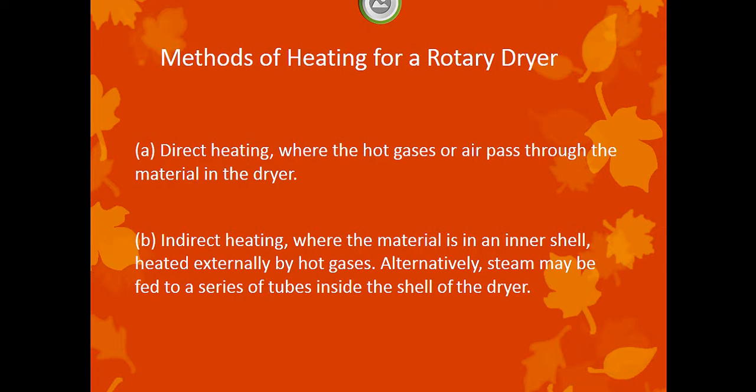Now, what are the heating methods for the rotary dryer? So we have direct heating where hot flue gases or air pass through the material in the dryer. Or we have indirect heating where the material is in an inner shell heated externally by hot gases. Alternatively, steam may be fed to a series of tubes inside the shell of the dryer. So, within the shell of your dryer, you can also have these tubes where steam is flowing. That will heat up your feed that is being processed in your rotary dryer.